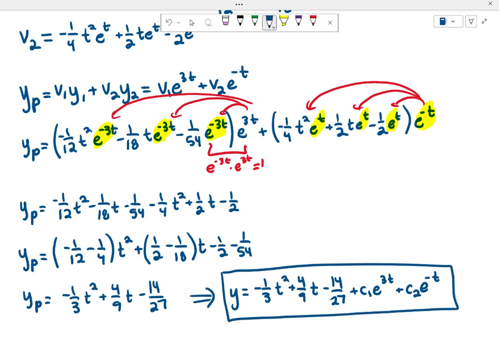So you'll see that this faster method still leaves a lot of work to be done. You still have to use algebra to solve for v1 prime and v2 prime. Whether that's Cramer's rule or another method is up to you. And you still have to go through the process of integrating to find v1 and v2.